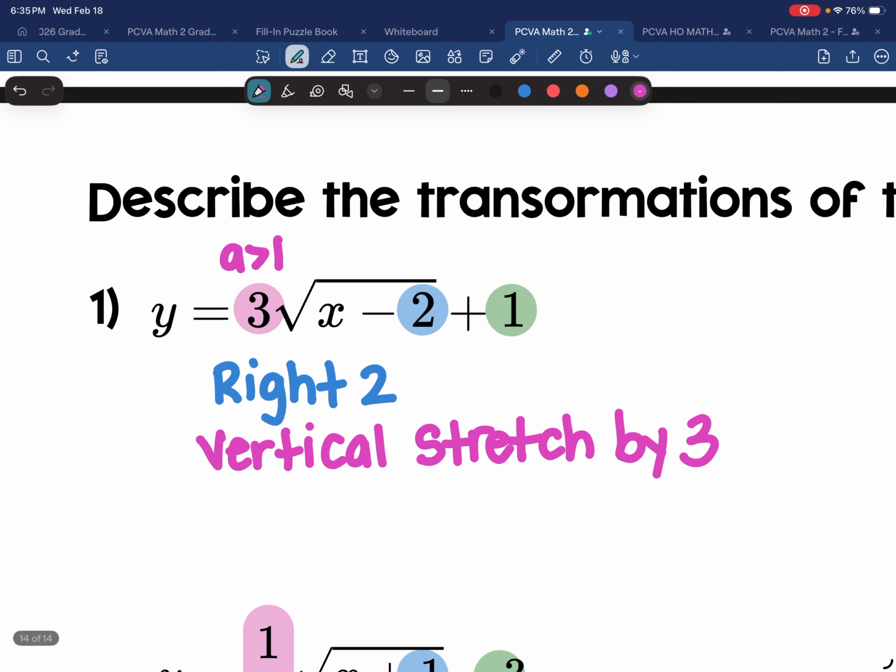And then finally, we go to the back, which is always the last part, the up or down. And the back part, the plus 1, is telling me to go up 1 unit. Okay.